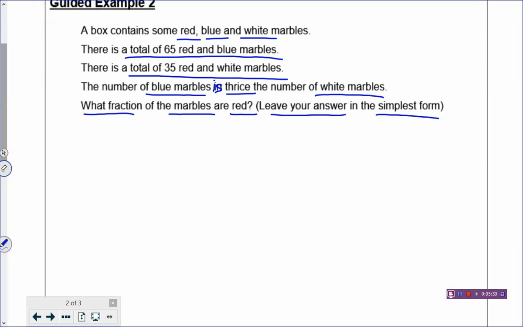For example, if you look at the first sentence, we can't draw anything, right? The box contains some red, blue, and white, so there's not much information to draw. But if you read on, there is a total of 65 red and blue. So here comes the model sharing.